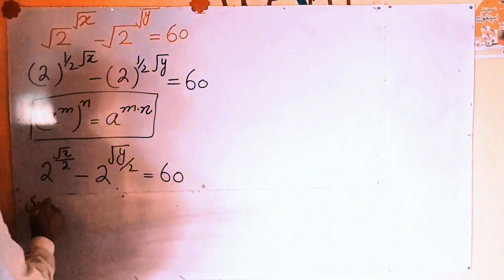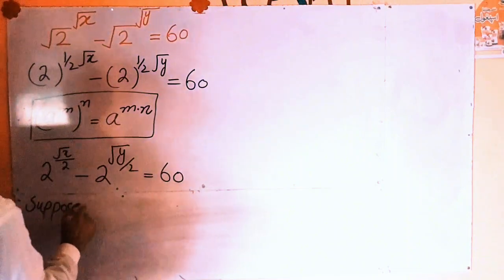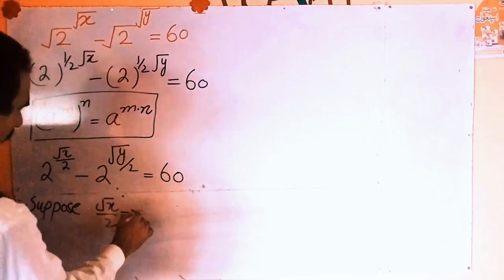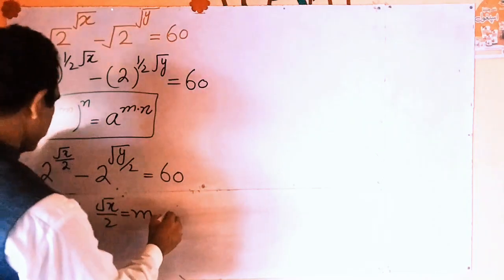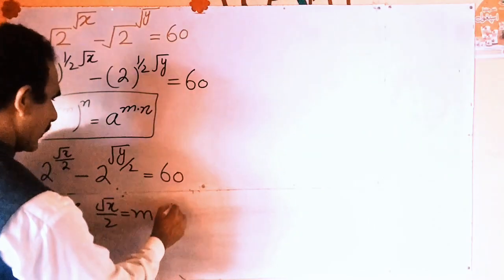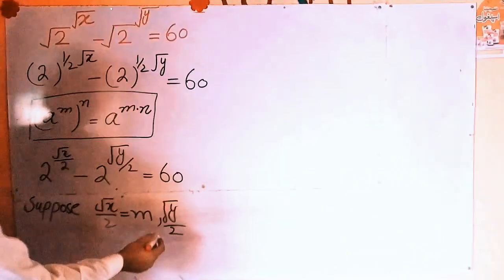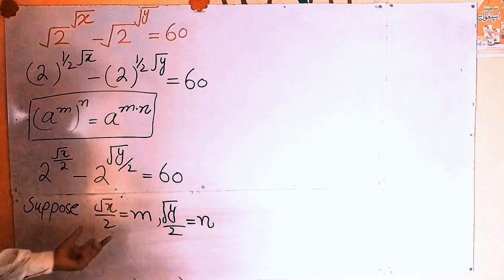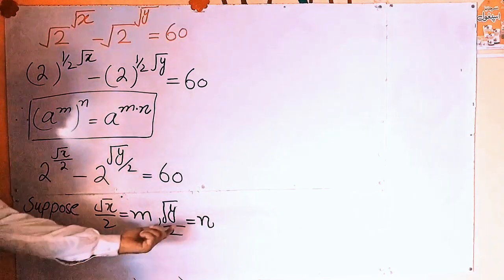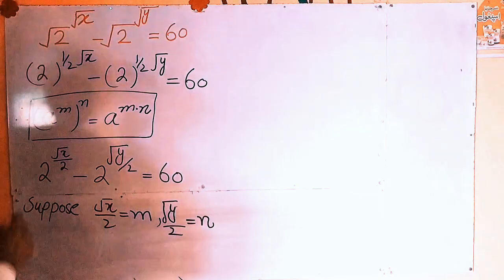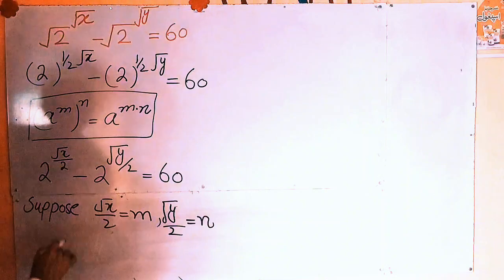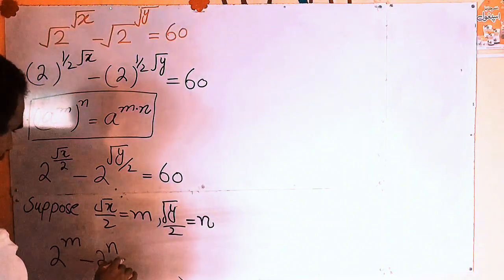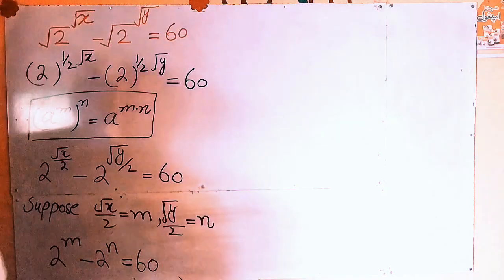We suppose x square root over 2 is equal to m and y square root over 2 is equal to n. We apply that m and n in this equation. 2 power m minus 2 power n is equal to 60.